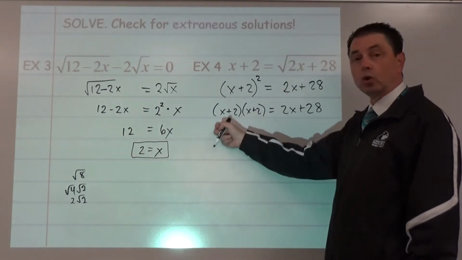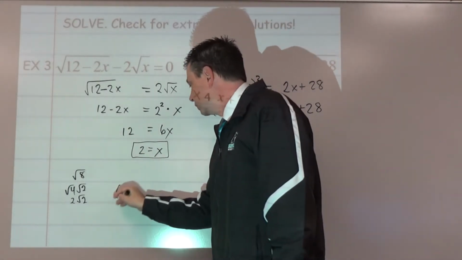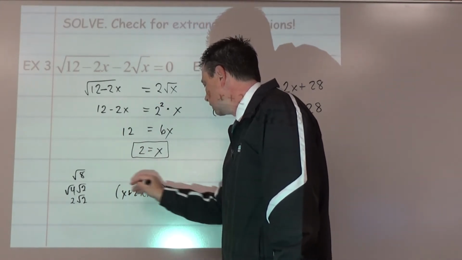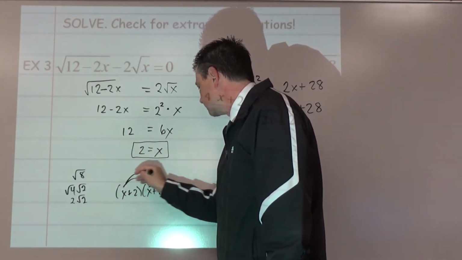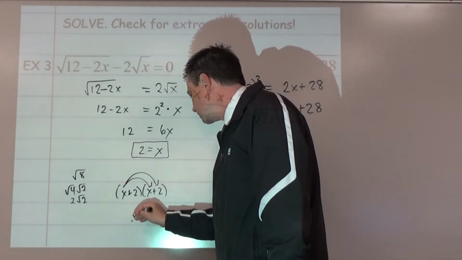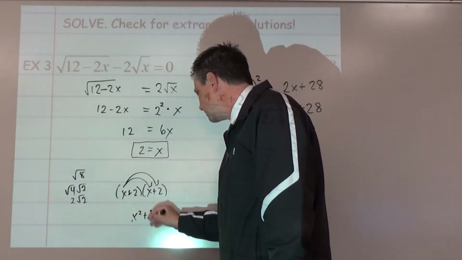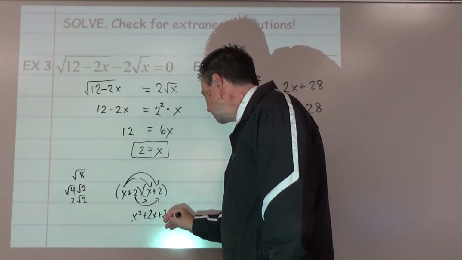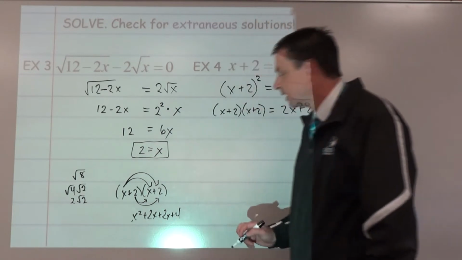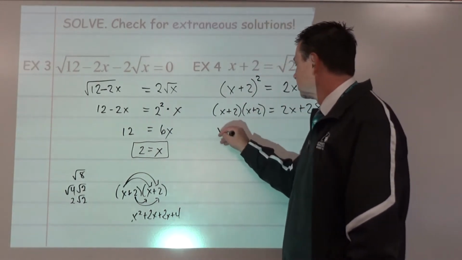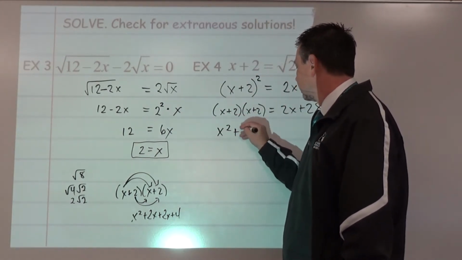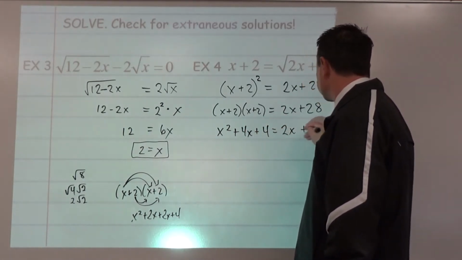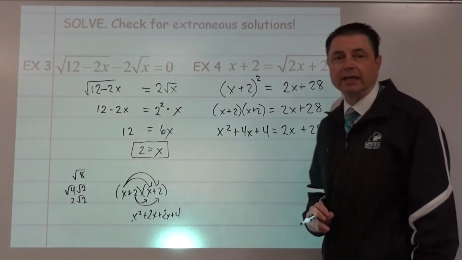And then maybe some more side work. We do this: x plus 2 times x plus 2. Distribute the x, and we get x squared plus 2x. Distribute the 2: plus 2x plus 4. We combine our like terms. We're going to get x squared plus 4x plus 4 is equal to 2x plus 28.